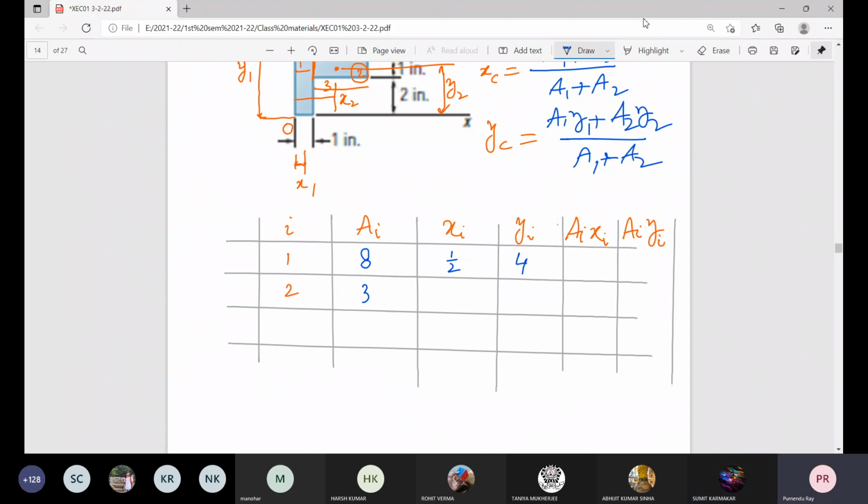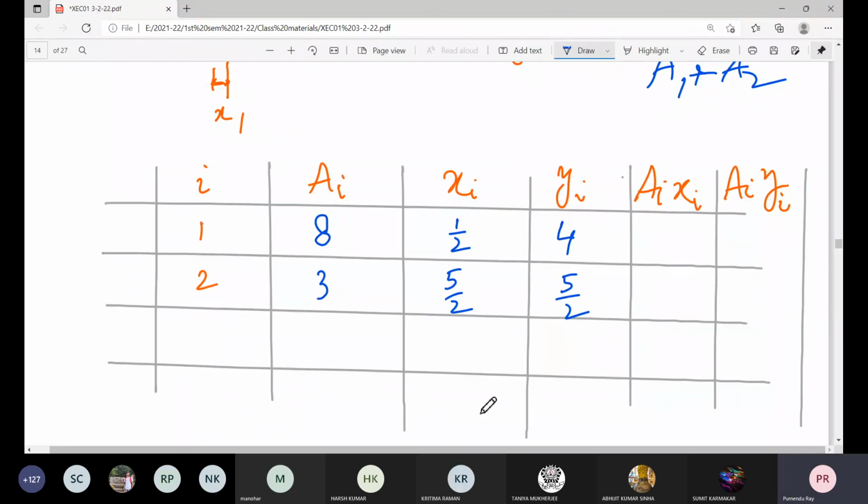Next, we complete this table by getting the multiplication of individual area values and their corresponding X or Y coordinate. Then what about A1 X1? It is 4. What about A1 Y1? It is 32. Please go on checking these values, and if I make any mistake, just remind me. What about A2 X2? 15 by 2, and A2 Y2 also 15 by 2. Then what about the summation?